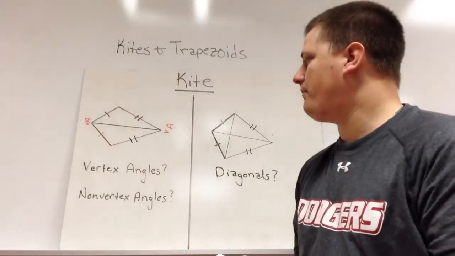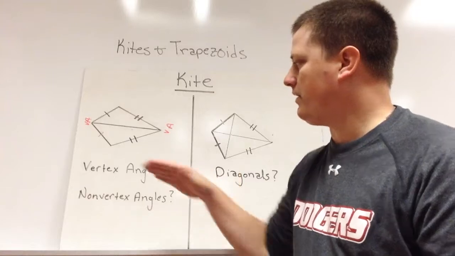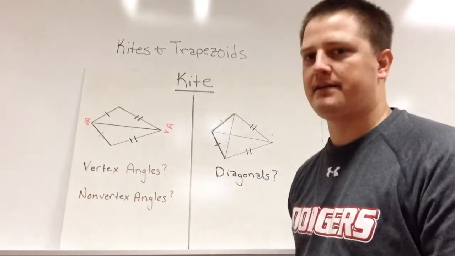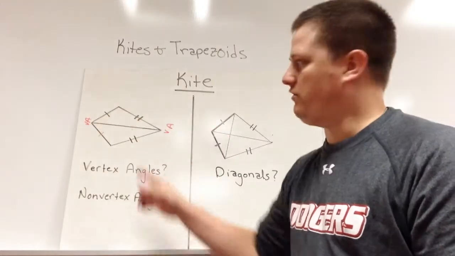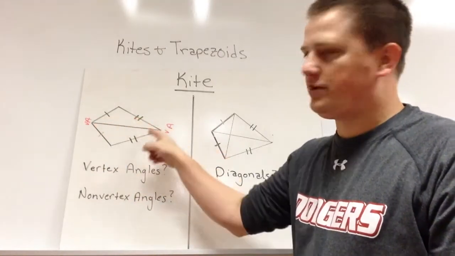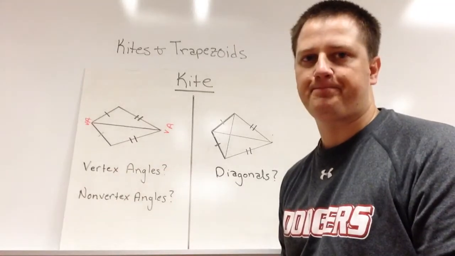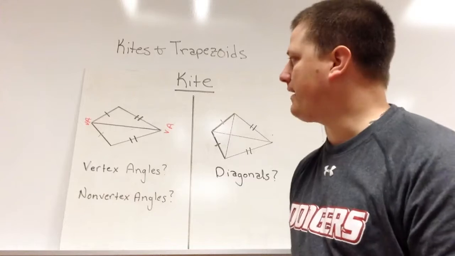Okay? So what we want to do is try and figure out two things. We want to figure out something about the vertex angles, something about the non-vertex angles. So my question is, what does it look like this diagonal does to the two vertex angles? Once you've answered that question, let's go on to the second one.